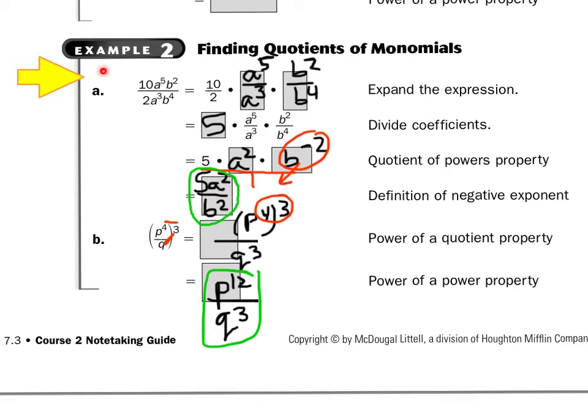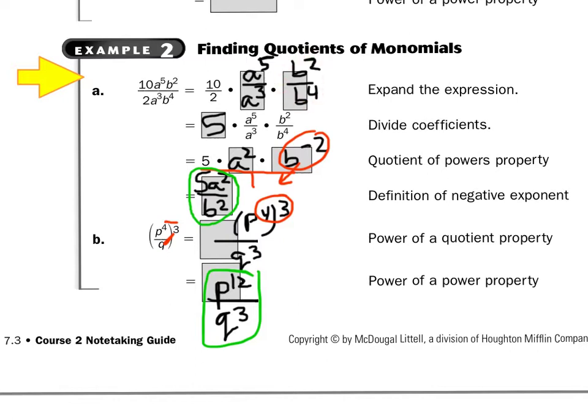All right, take a look at example 2, letter A. I have 10 a to the fifth power, b to the second power, over 2 a to the third power, b to the fourth power. Well, they're telling you to expand, and what I say is kind of match things up. So notice how they matched up the numbers. They put 10 over 2, and they put times, and then they matched up the a's, a to the fifth power over a to the third power, and then put times, and then they matched up the b's, b to the second power over b to the fourth power.